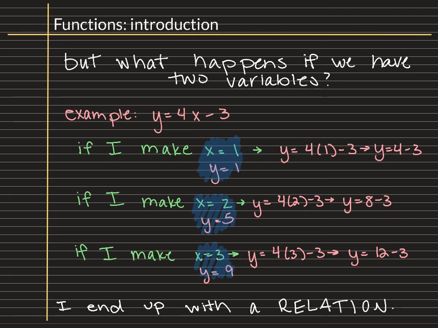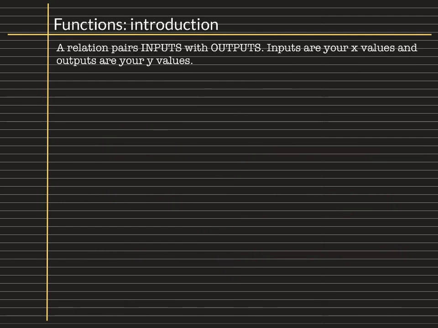All right, these pairs are what create what we call a relation. A relation pairs inputs with outputs. Inputs are going to be your x values and outputs are going to be your y values.